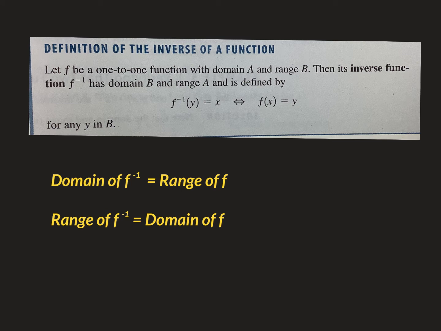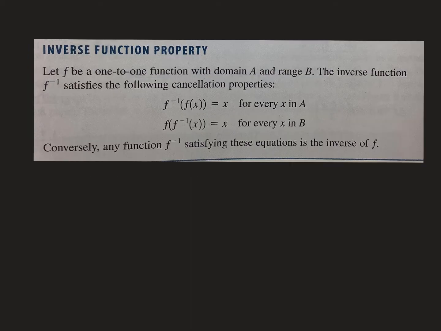Definition of inverse is basically your x's and y's interchange, your domain becomes your range. It says let f be a one-to-one function with domain A and range B, then its inverse function has domain B and range A. Basically your x's and y's interchange or switch. The domain of the inverse is the same as the range of the function. The range of the inverse is the same as the domain of the function. They just switch. Remember, domain are x's, range is your y's. They just interchange if they're inverses.